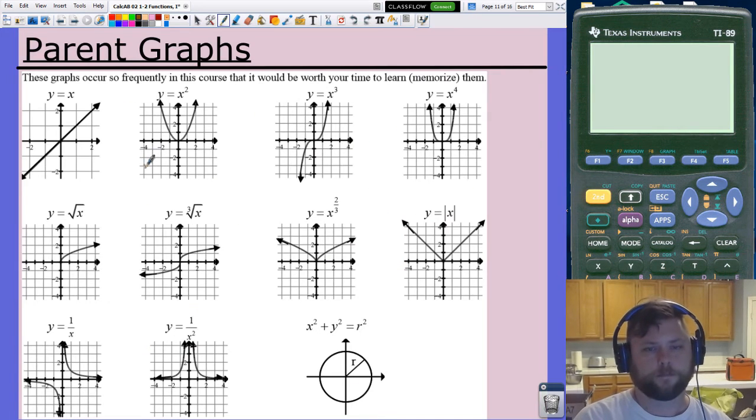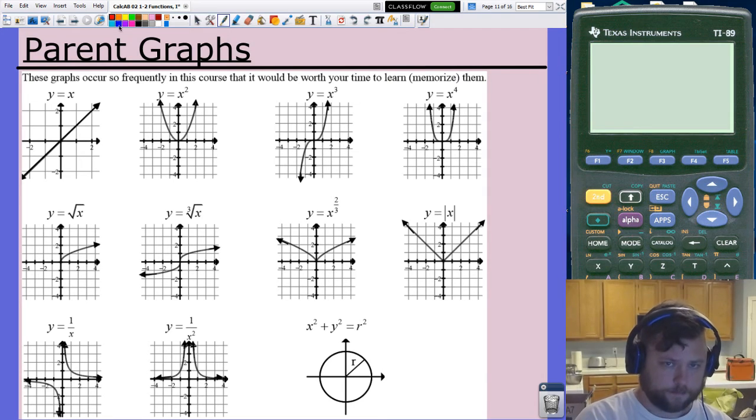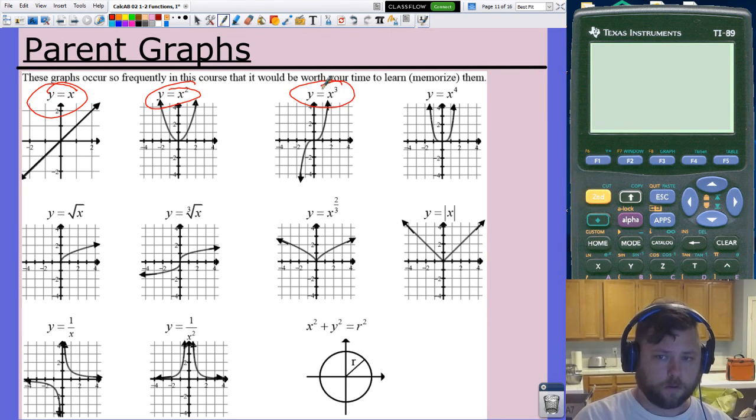All right. Parent graphs. So these are good things to memorize. These are just kind of typical graphs you see, and sometimes we put them in different form. This is a good one to know. Line, parabola. Knowing what a cubic looks like, this S thing, is sometimes okay to know. The fourth root is kind of like a wider parabola.